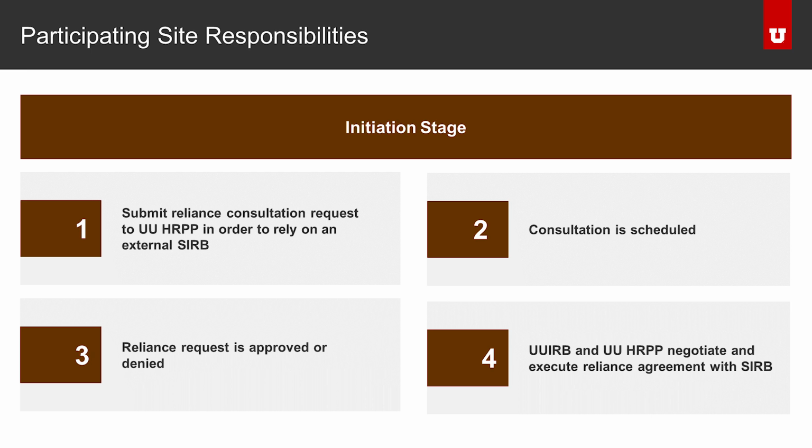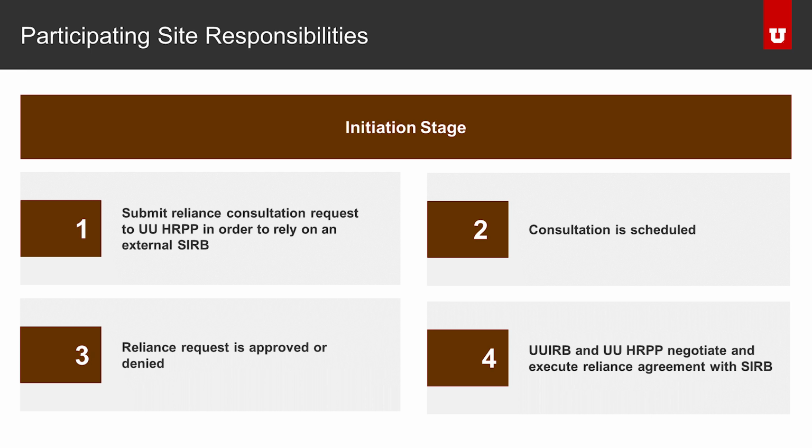Now you're ready to initiate the necessary agreements and applications to get the process moving for site activation. First, the University of Utah study team will need to submit a Reliance consultation request on the University of Utah IRB website in order to notify the University HRPP about your intention to rely on an external IRB as the single IRB. This request form is simple and asks for basic information about your study, who the single IRB will be, and what your study team's role is.